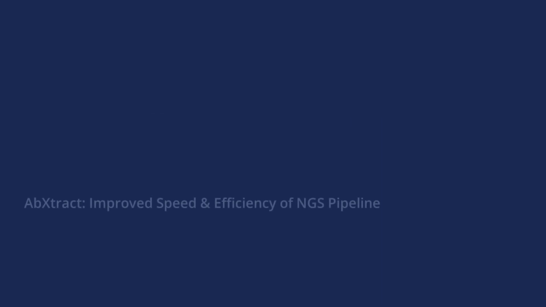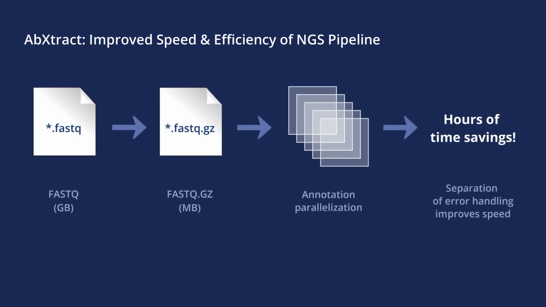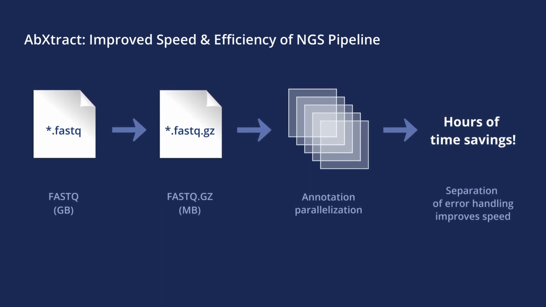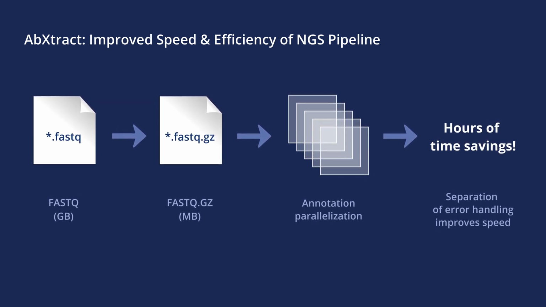Jumping into our AbXtract package updates, we've improved the NGS pipeline to allow for processing of compressed FASTQ files, reducing storage overhead and optimizing error processing to drastically improve the overall processing speed.